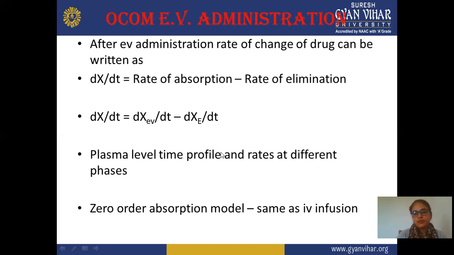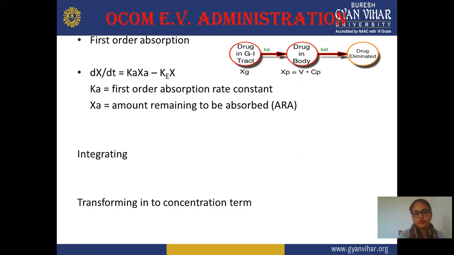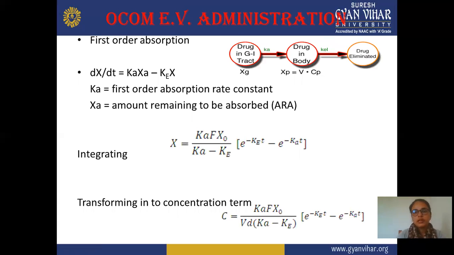In the plasma level time profile at different phases, you can check how much drug is available in your plasma for a particular time period. The zero order absorption model is the same as IV infusion, meaning it follows a zero order model. In the previous lecture we already saw IV infusion, so extravascular administration can follow the same zero order absorption as IV infusion. First order absorption is also observed in extravascular administration, instead of zero order.